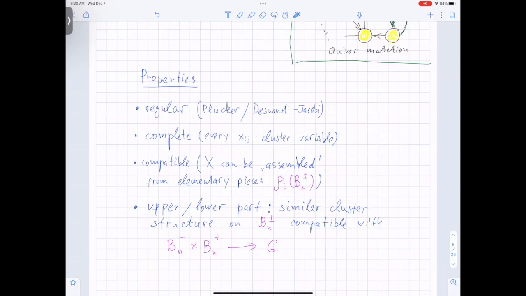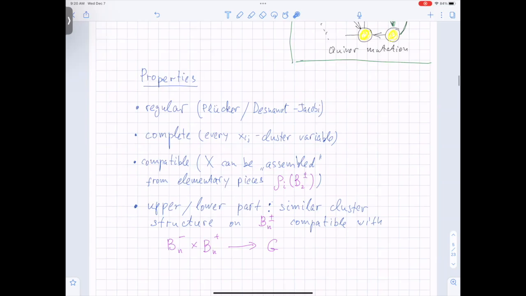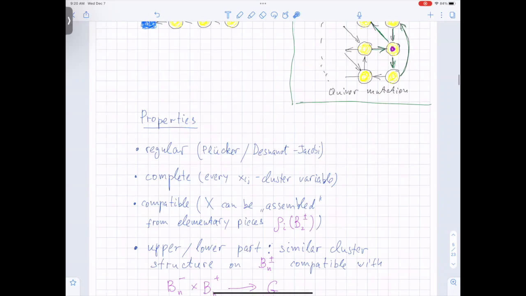Since you can assemble from these 2x2 pieces, it means that all the entries are actually some complicated monomials. Yes, all the entries are complicated term-positive polynomials, yeah.